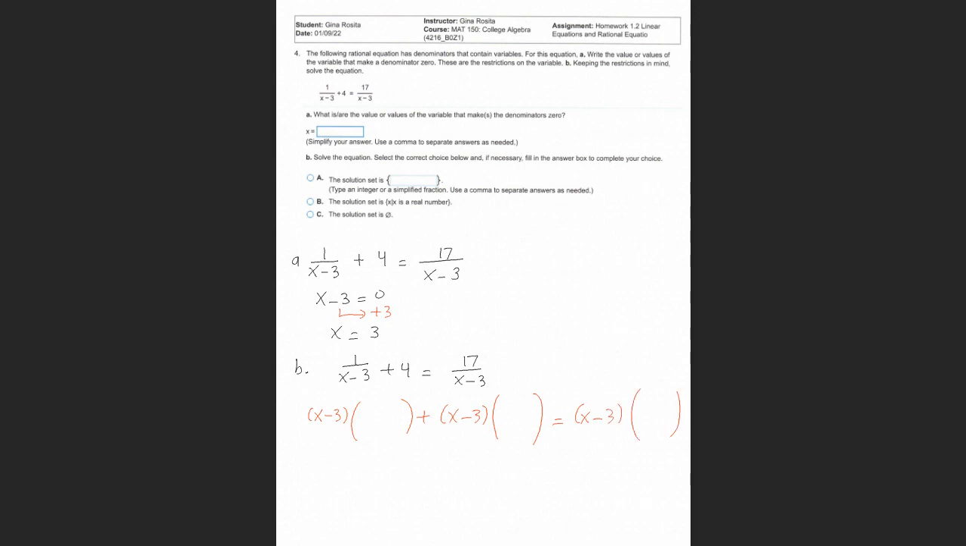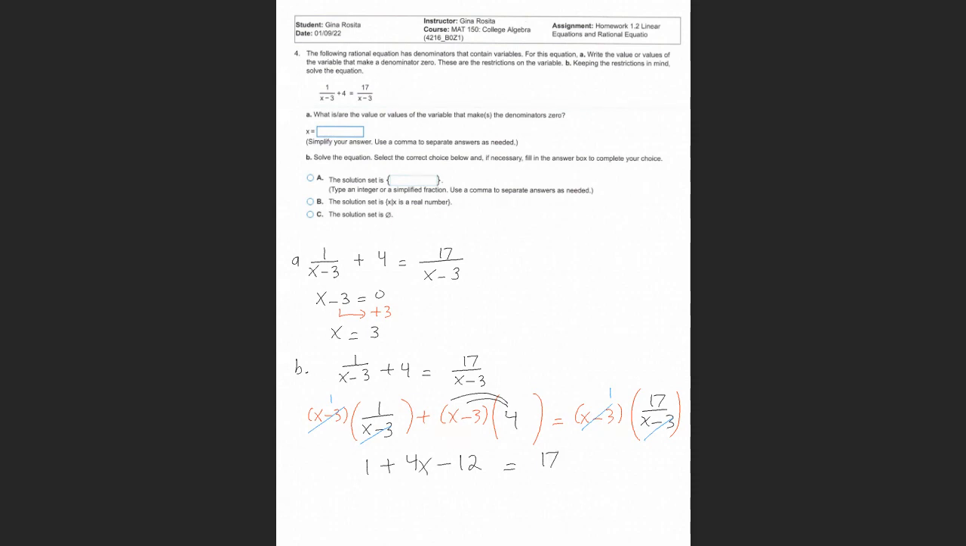So now I just copy 17 over x minus 3. What next? You can cancel. This cancels, becomes 1. Which one cancels again? This one you can cancel, becomes 1. So now, 1 times 1 is 1, plus x times 4 is 4x, minus 3 times 4 is negative 12, equal 1 times 17 is 17.